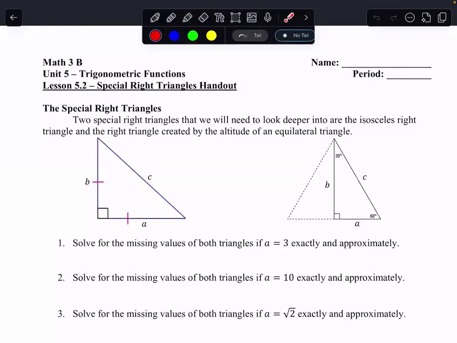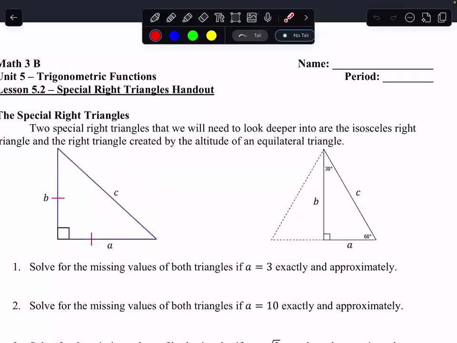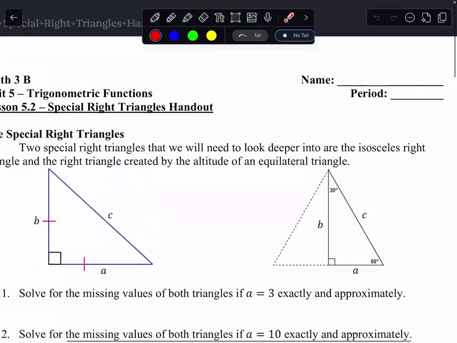All right, so we have these special right triangles. A right triangle just means that it has a right angle.